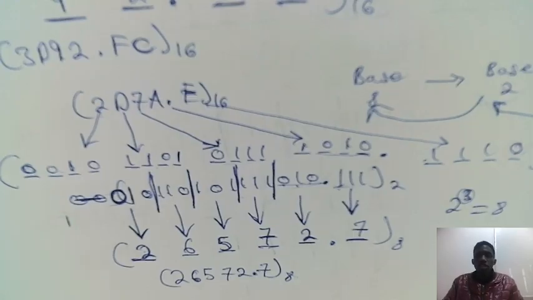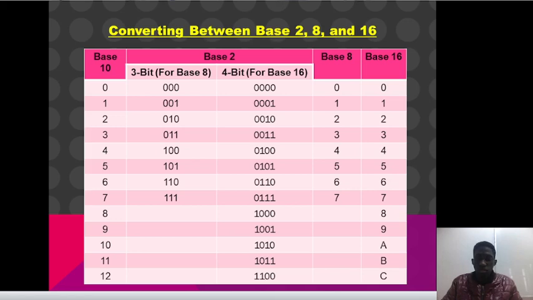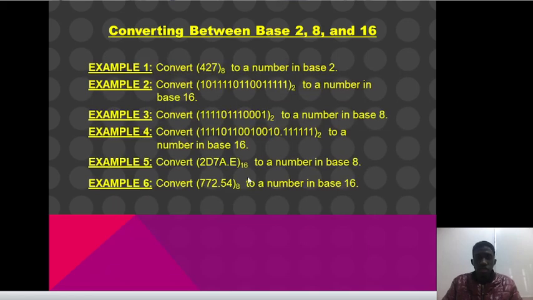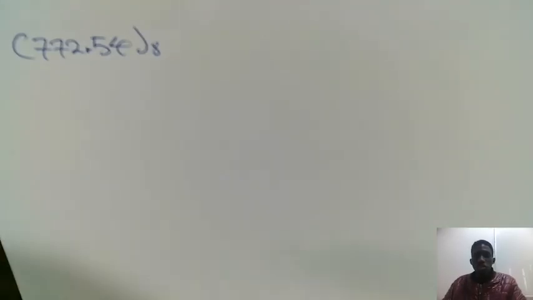So we move on to our final example for this video. Convert 772.54 in base 8 to a number in base 16. So we got 772.54 in base 8, and we want to convert it to a number in base 16.